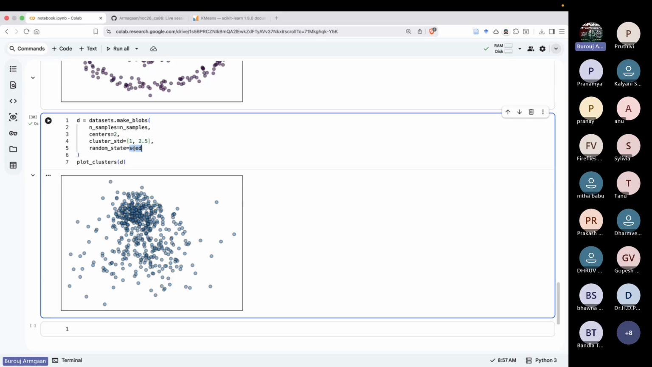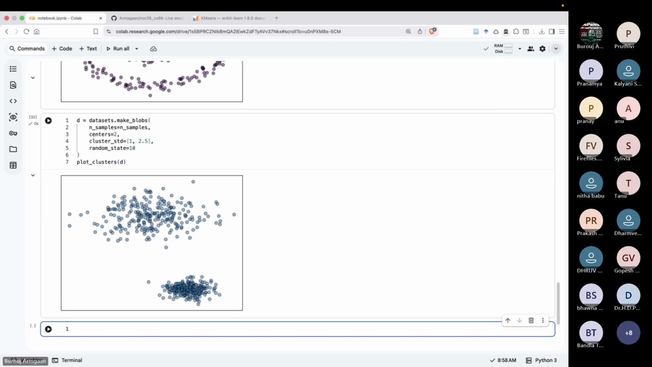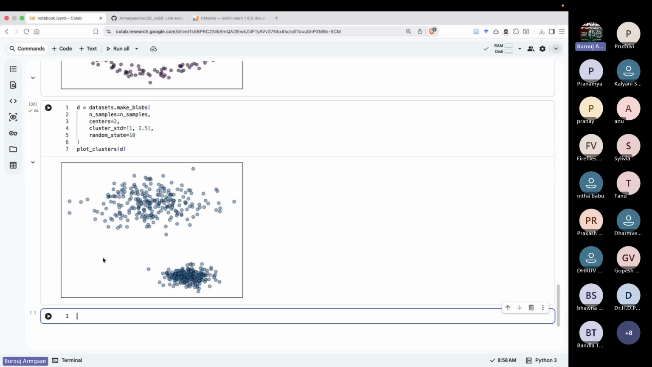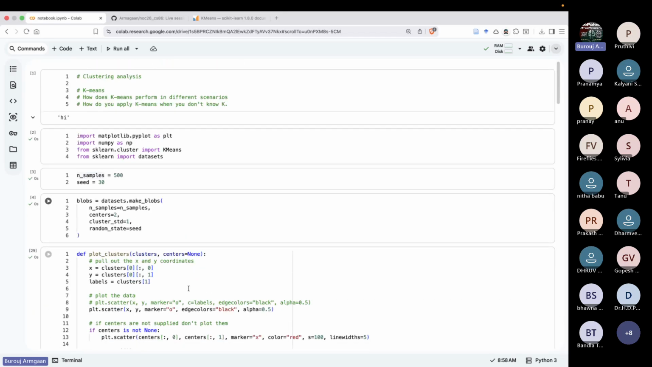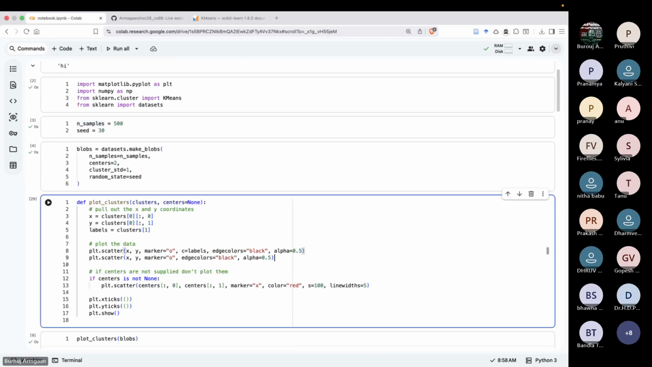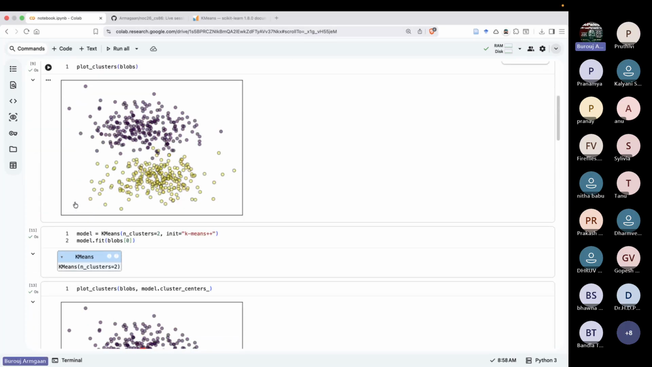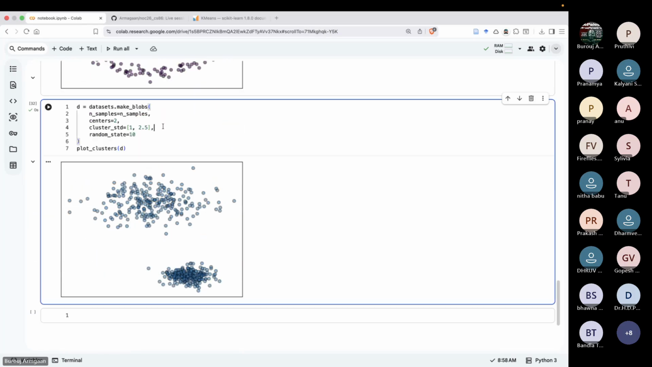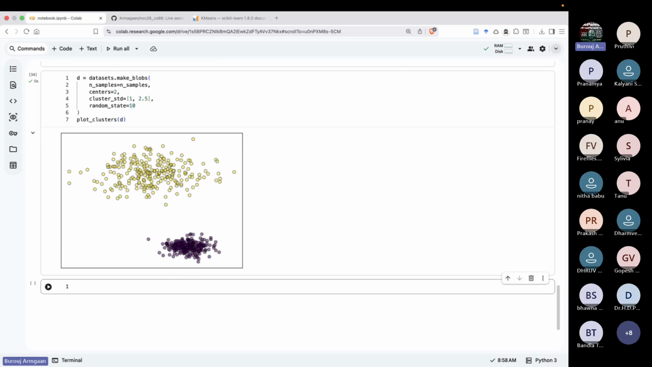Maybe we can use a different seed if this one is too overlapping. Yeah, maybe this one is better. So there is a clear separation in this case. So if we color this once again, we can collapse this. So what do you think? Will k-means be able to do this one?